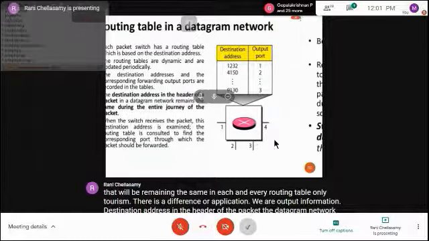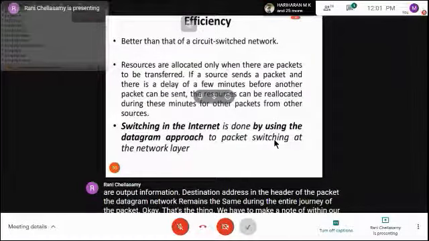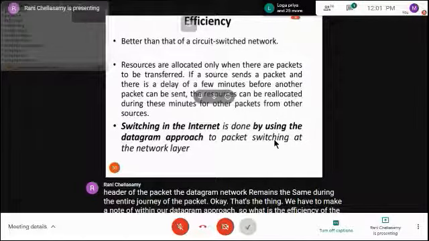Okay, so what is the efficiency of the datagram approach? It is better than the circuit switched network. The resources are allocated only when there are packets to be transferred. So channel utilization is properly maintained in the datagram approach.